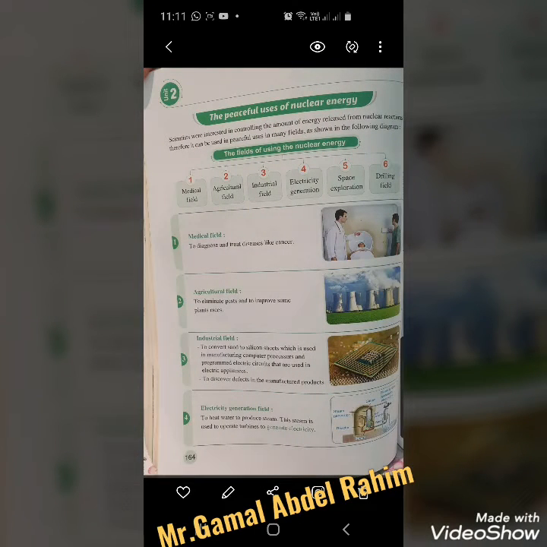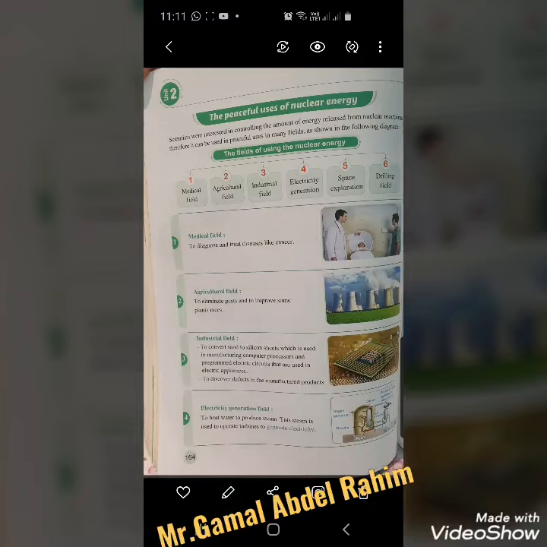So the artificial radioactivity can be defined as the following. It is a radiation of nuclear energy that is released during nuclear reactions, either from nuclear reactors or from nuclear bombs. The safe uses of nuclear energy: we have many fields where we can use nuclear energy, like the medical field, agricultural field, industrial field, electricity generation field, space exploration field, and drilling field.